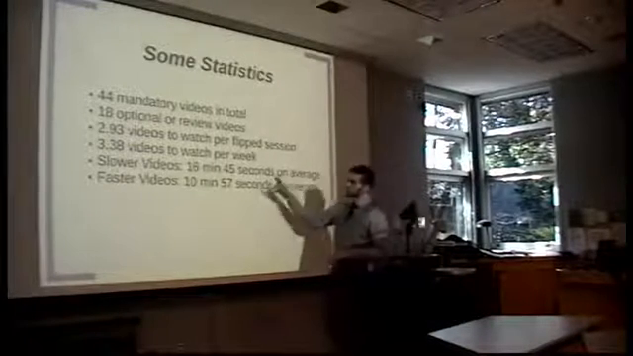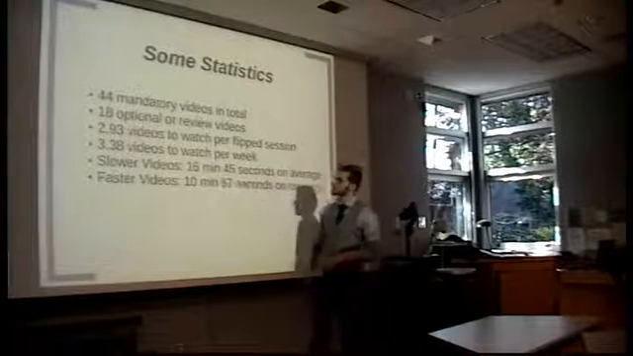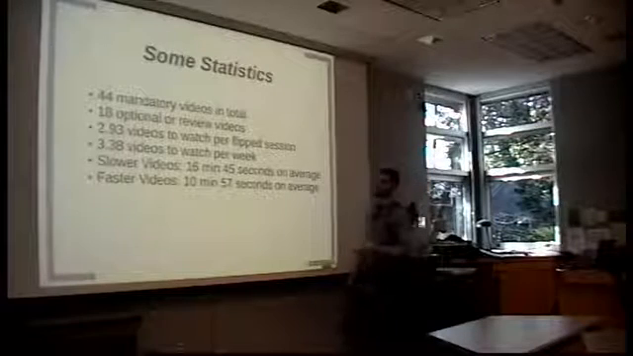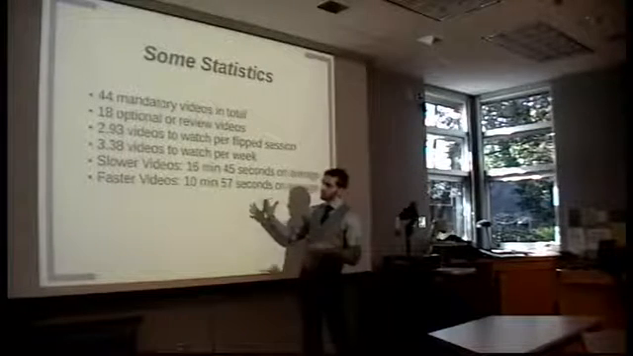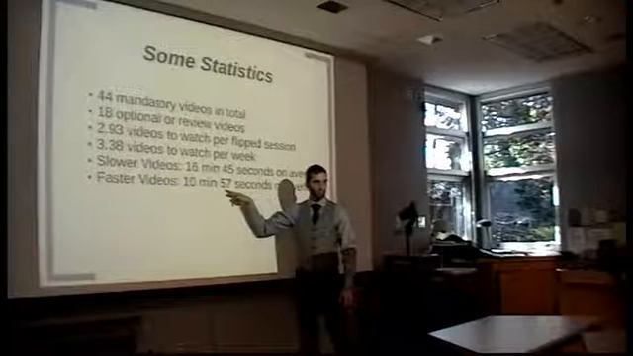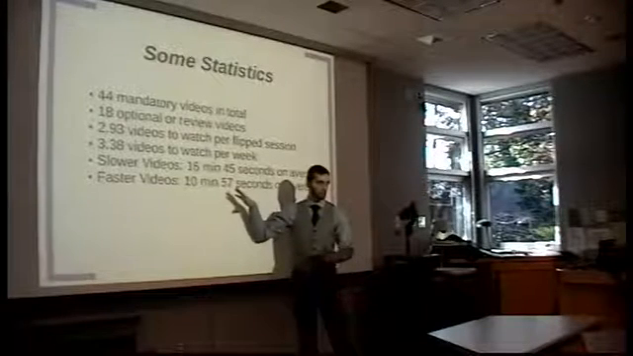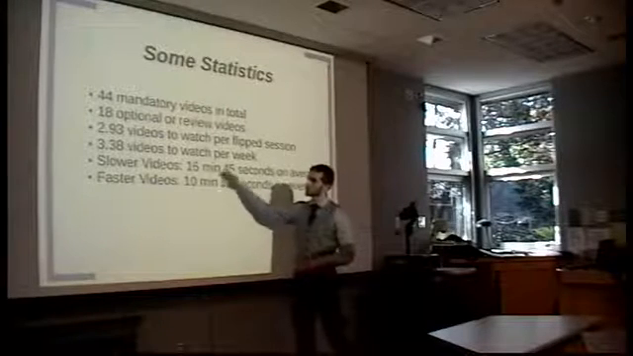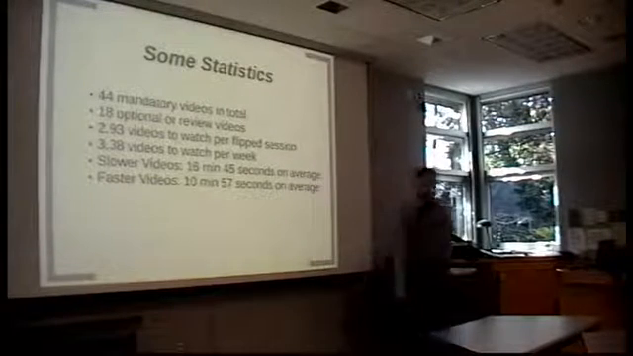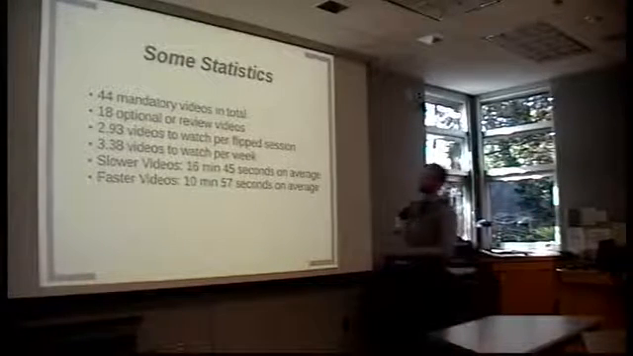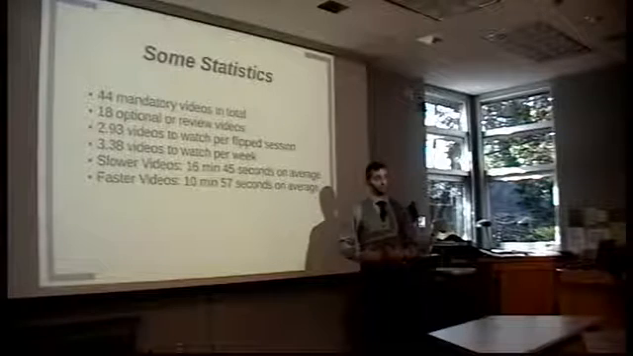Now, the slower videos and the faster videos. If you average them all, they have about 16 minutes, 45 seconds for the slower videos and 10 minutes, 57 seconds for the faster videos. When I was making them, I was hoping this would be a little lower. It ended up being a little higher, 10 minutes. I wanted this to be closer to 7 minutes, to have something that would be much faster than this. But it turned out not too bad, and as you'll see, the students actually quite appreciate that. Okay, so this is overall what they had to do before coming to class.